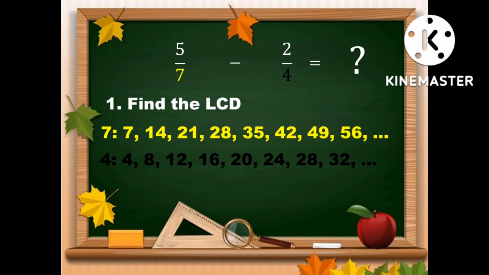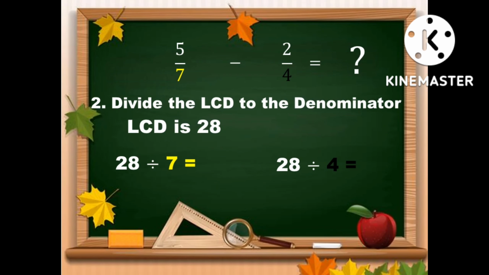Alright, it is 28. So the LCD is 28. Now our second step is to divide the LCD by the denominators. We will use 28 on both sides: 7 because the denominator here is 7, and 4 here. So 28 divided by 7 is equal to 4, and 28 divided by 4 is equal to 7. There you have it.